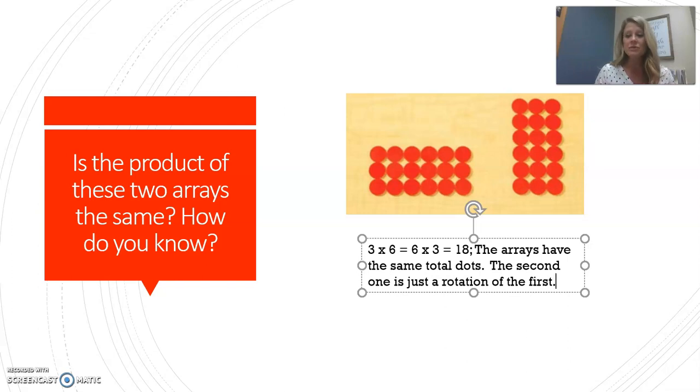So that's what the commutative property says. It says that the order of our two factors, the order that we multiply factors, is not going to change the product. That product will stay the same.